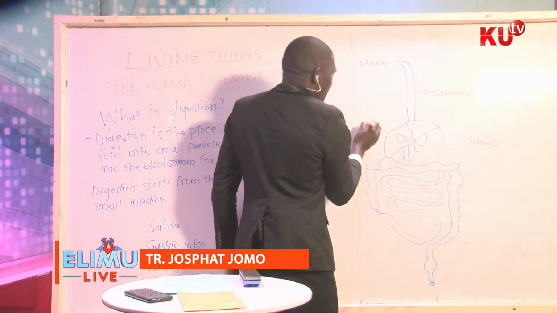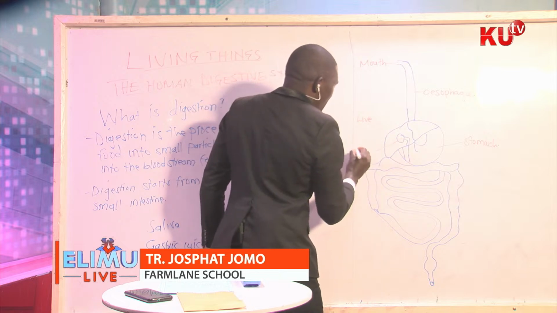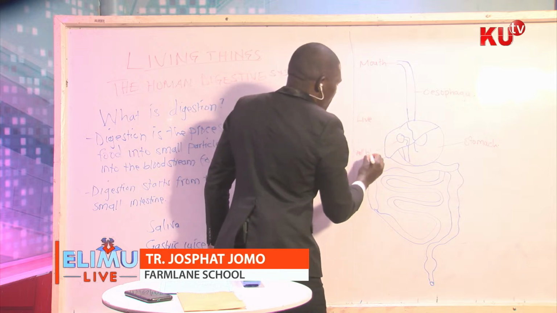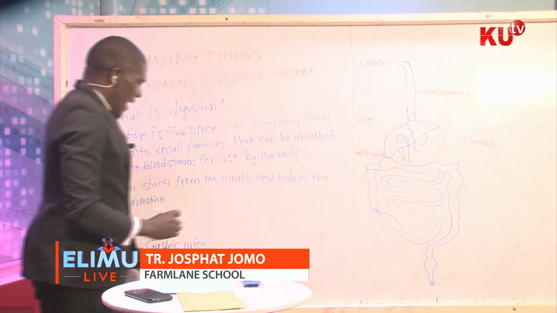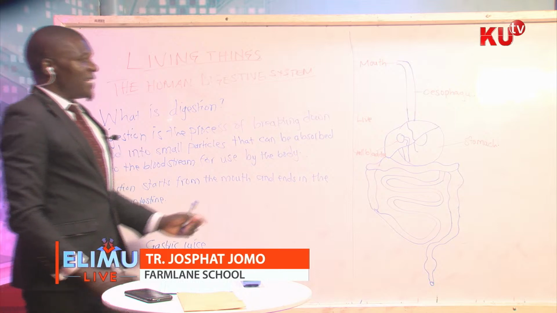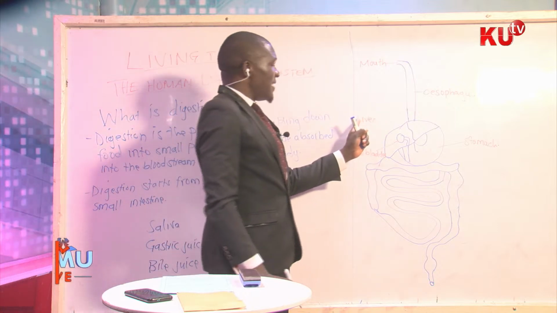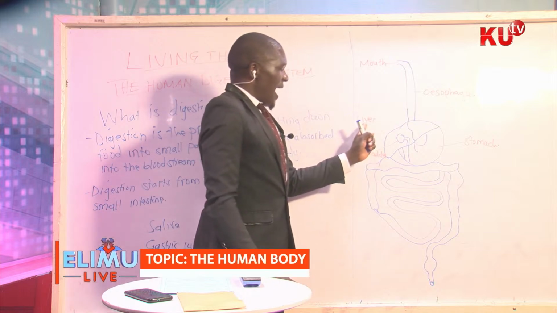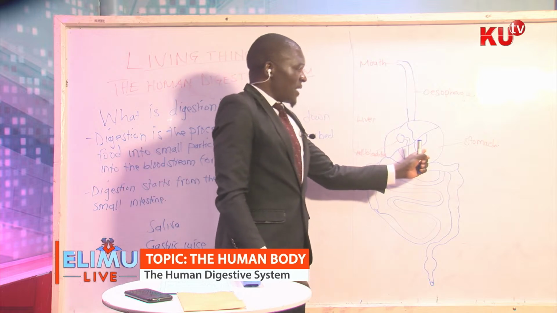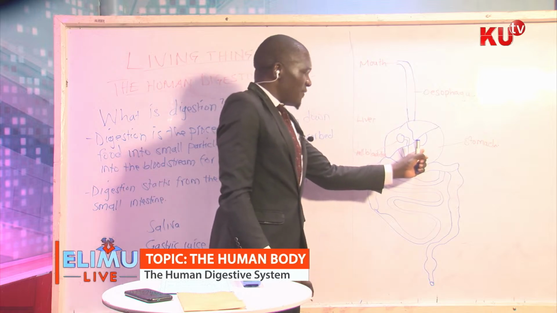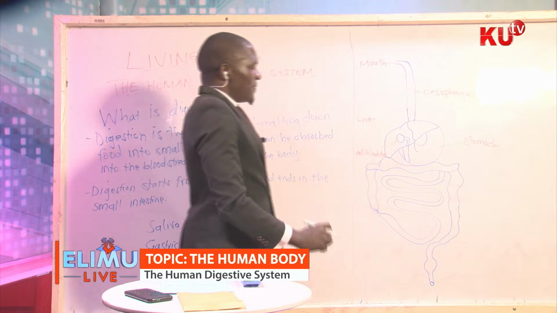We have the liver here. We have the gallbladder. Remember we said that there is a juice called bile juice. Bile juice is produced by the liver, and as it produces bile, some of it will be used in breaking down the food, digesting the food. Then the remaining will be stored in the gallbladder.